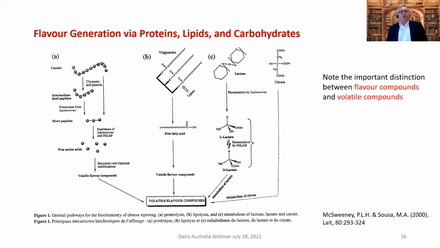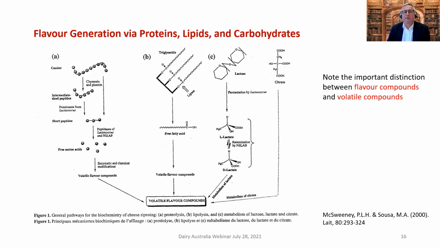So how is flavor generated in cheese? So of course, it is a fermented product. And the 3 main substrates for producing flavor are casein, the triacylglycerides, which is basically the fat, and lactose, which is the milk sugar. And I put lactose, well, it wasn't me, it was McSweeney and Sousa who did this in this diagram, but they put lactose and citrate together as carbohydrates.